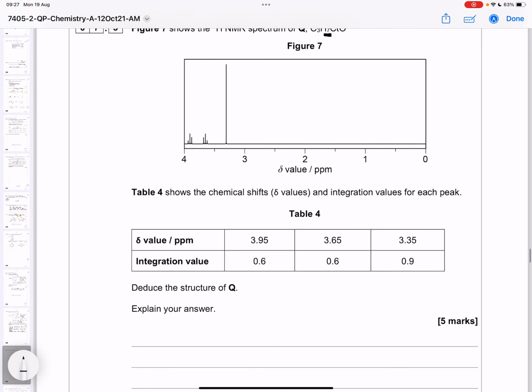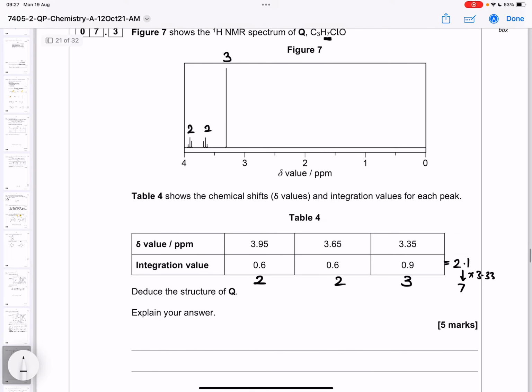At the moment, 0.6 add 0.6 add 0.9 adds up not to 7, does it? Because our integration value, 0.6 add 0.6 add 0.9, is making 2.1. How do you get from 2.1 to 7? So on your calculator, you can divide it through. It's times 3.33 recurring. So if we times that by 0.6, we know that this integration is actually 2, 2, 3, and now it adds up to 7 hydrogens. So the peak at 3.95, that's representing 2 H's. The peak at 3.65 is representing 2 H's. And the singlet peak here is representing 3.